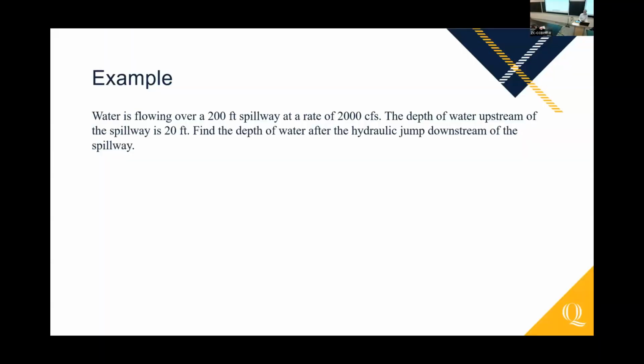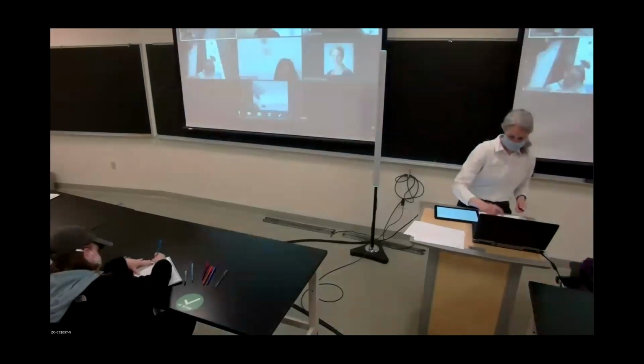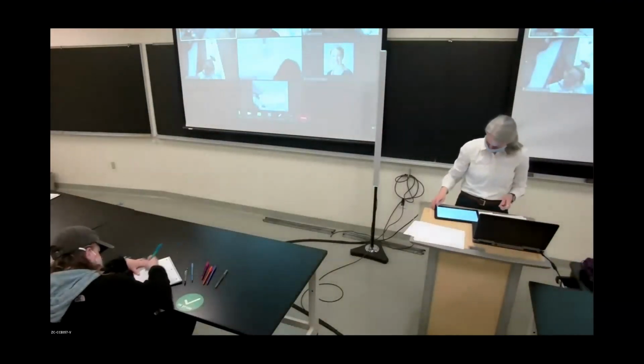Okay, so we have the same problem as last time: water flowing over a 200-foot spillway at a rate of 2,000 cubic feet per second. Depth of water upstream of the spillway is 20 feet. We want to find the depth of water after the hydraulic jump downstream of the spillway. We did the first part of this problem last class. You didn't know you were doing it, but you did. Now we're going to do the rest of the problem.